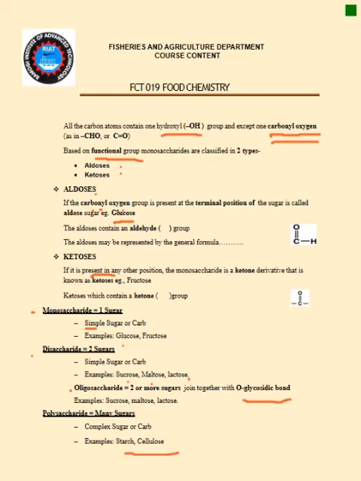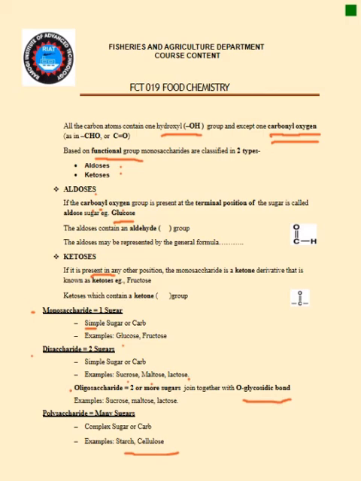Then finally, we have polysaccharides, and in polysaccharides there must be many sugars. In some cases, up to 100 sugars make a polysaccharide. So they are made up of several sugars. Several monomers of monosaccharides are joined together to form a polysaccharide. And this is a very complex carbohydrate, a complex sugar. Examples are starch and cellulose.